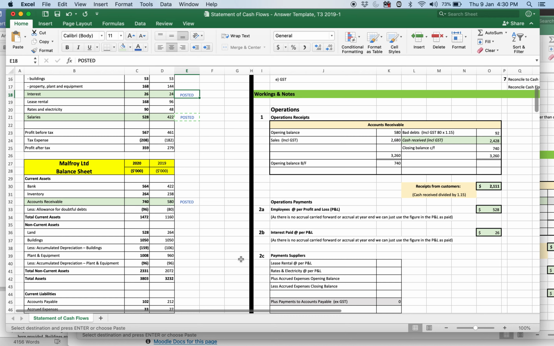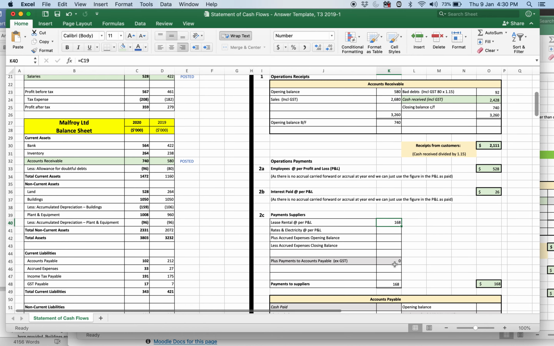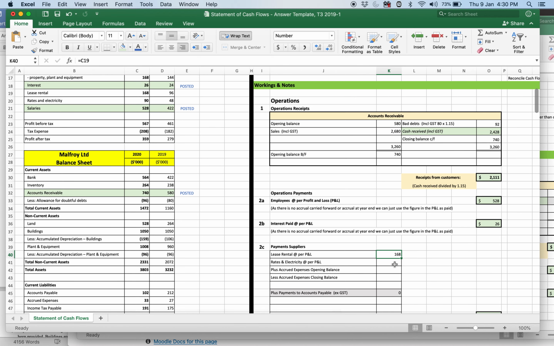So lease and rental, we know what that is. It's 168. Yep, it's 168, that's good. Then it's rates and electricity, which is 90, which is good. So I've done those two.